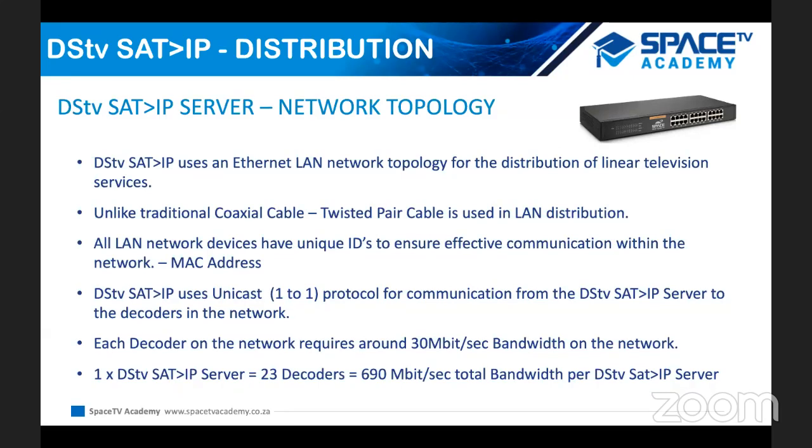And as we said, one SATIP server can feed up to 23 decoders. If you take the 30 megabits times 23, one server fully populated will require around 690 megabits. So that's 23 times 30, 690 megabits per second of total bandwidth per server within your network. Once again, these are important things to keep in mind when we plan these networks to ensure that we don't overload things, which will cause additional issues. But as I said, we'll discuss it as we go along.